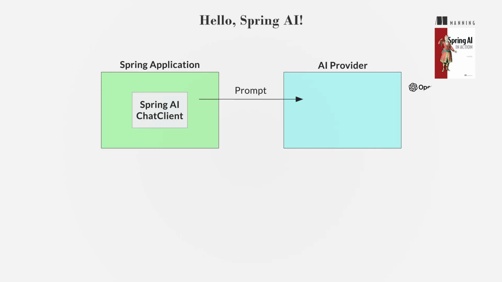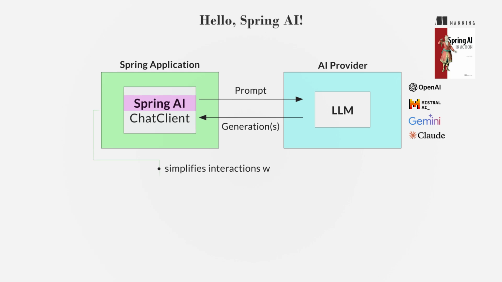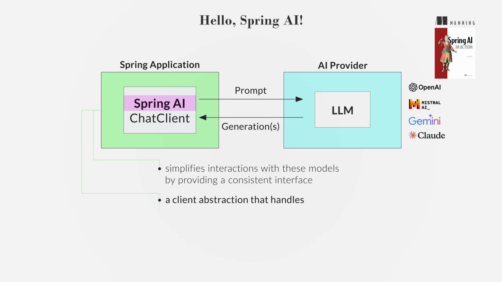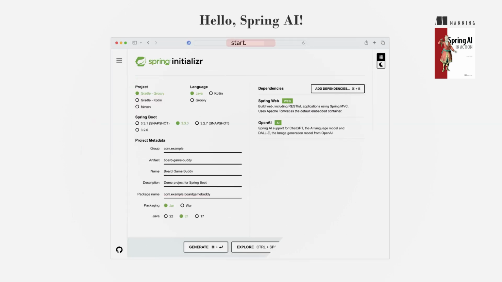AI providers like OpenAI, Mistral AI, Gemini from Google Vertex, and Anthropic Claude offer LLMs via REST APIs. Spring AI simplifies interactions with these models by providing a consistent interface, making code portable across different AI providers. Spring AI is a client abstraction that handles prompt requests and responses internally. Starting a Spring AI application is similar to any Spring Boot application, using Spring Boot starter dependencies and auto-configuration. The Spring Initializr can be used to initialize the project.